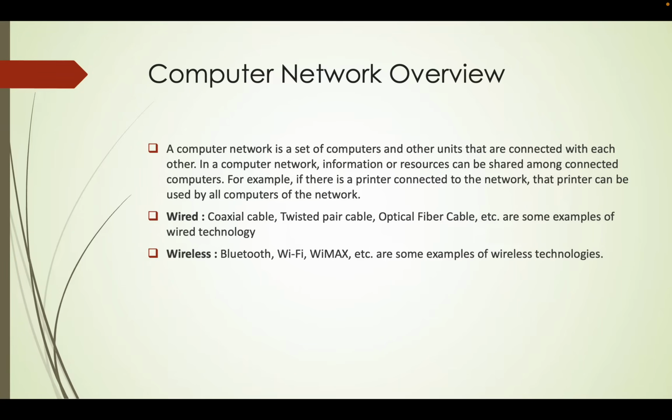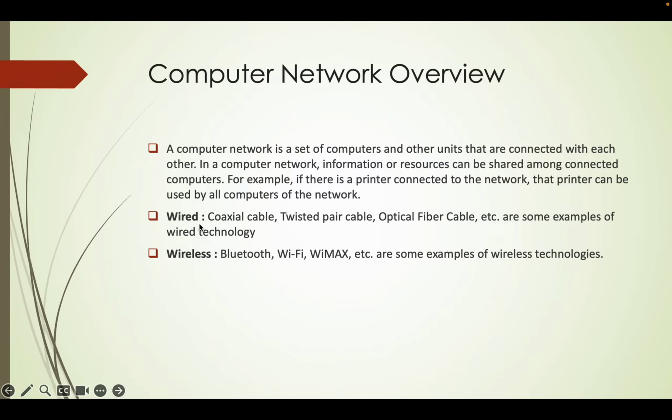So computer network overview. A computer network is a set of computers and other units that are connected with each other. In a computer network, information or resources can be shared among connected computers. For example, if there is a printer connected to the network, that printer can be used by all computers of the network. So basically, a computer network is a network wherein two or more devices are connected with each other through a certain medium.